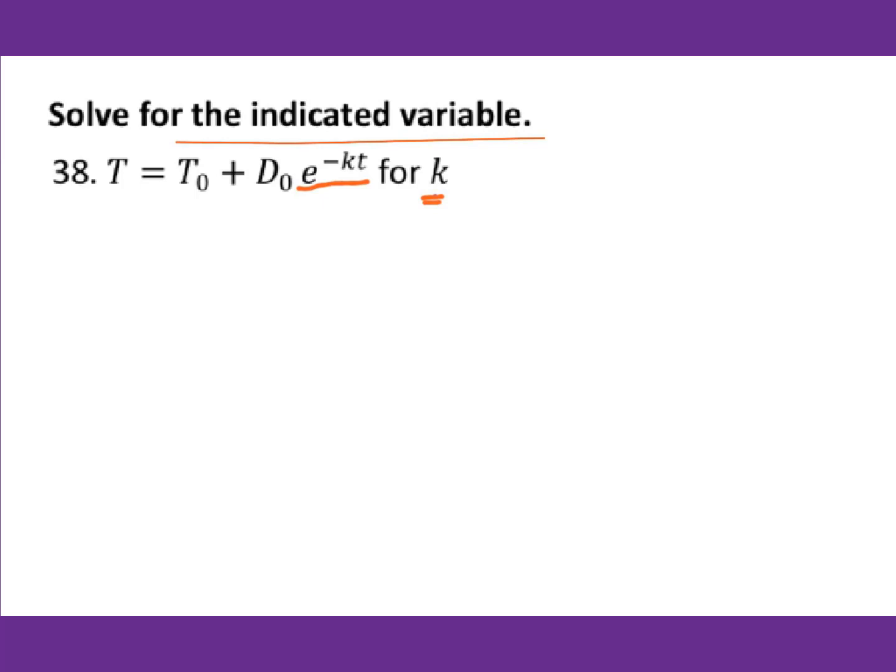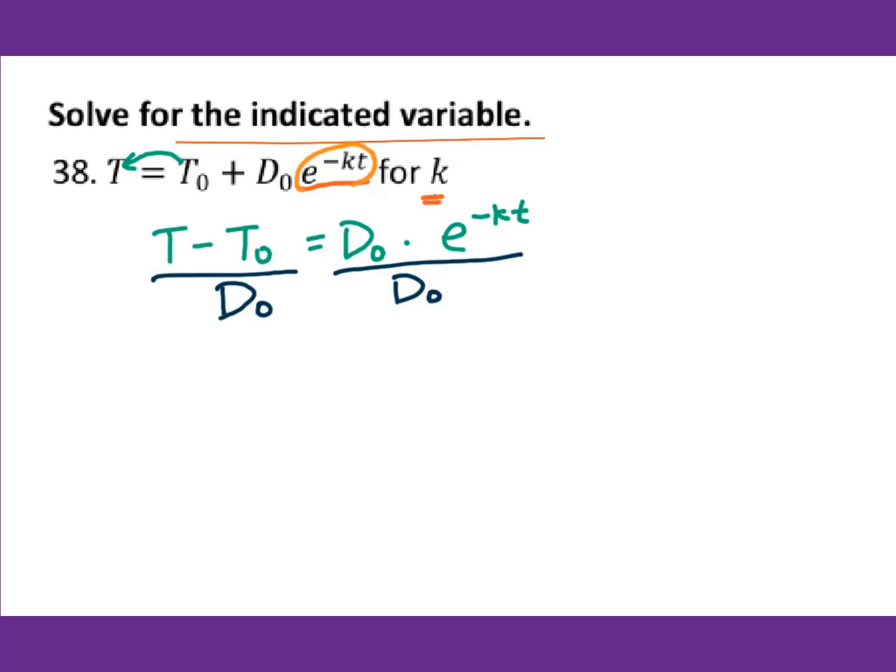First step, you need to isolate the exponential form on one side. Therefore, we subtract t sub 0 from both sides. We get t minus t sub 0 equals d sub 0 times e to the negative kth power. Then we divide by d sub 0 on both sides because we need to isolate this exponential form. You will get t minus t0 over d0. Then this time we take the natural log of both sides.